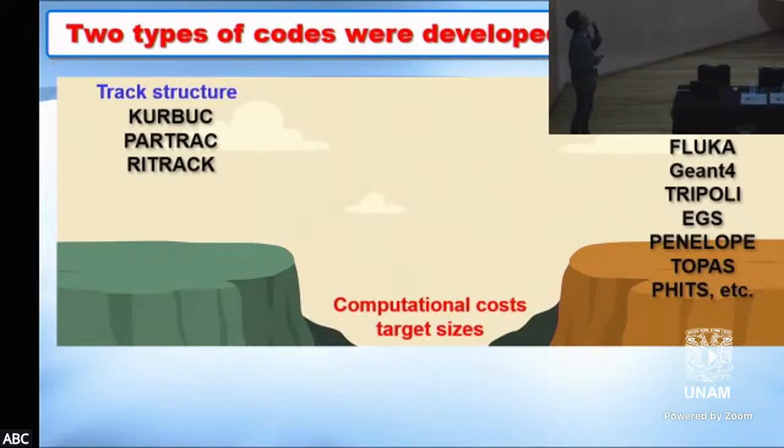So the two types of code were developed independently historically. Track structure codes are such as Kurbuc, Partrac, and LEPTS, and the condensed history codes are more famous ones, like MCNP, FLUKA, Geant4, PENELOPE, EGS, PENELOPE, TOPAS, and PHITS. Some of you have heard these code names, but maybe not so many people have. And there's a huge gap between them due to the computational cost and target size.